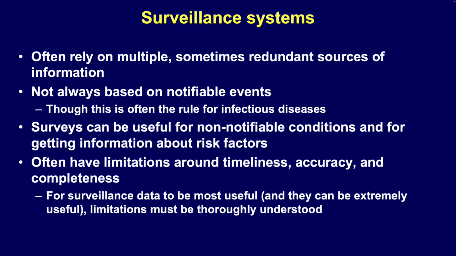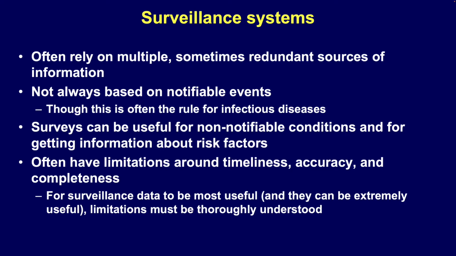So to wrap up this part of this week's session, we've shown that surveillance systems often rely on multiple, sometimes redundant sources of information. And this can help improve the completeness of case ascertainment and the completeness of information within the surveillance system. Surveillance systems might not always be based on notifiable diseases or events, though, right? Although it's usually the rule for infectious diseases. Surveys can be another useful source of data for non-notifiable conditions and for getting hard to get information about risk factors that might not otherwise be available from healthcare providers or laboratories, for example.